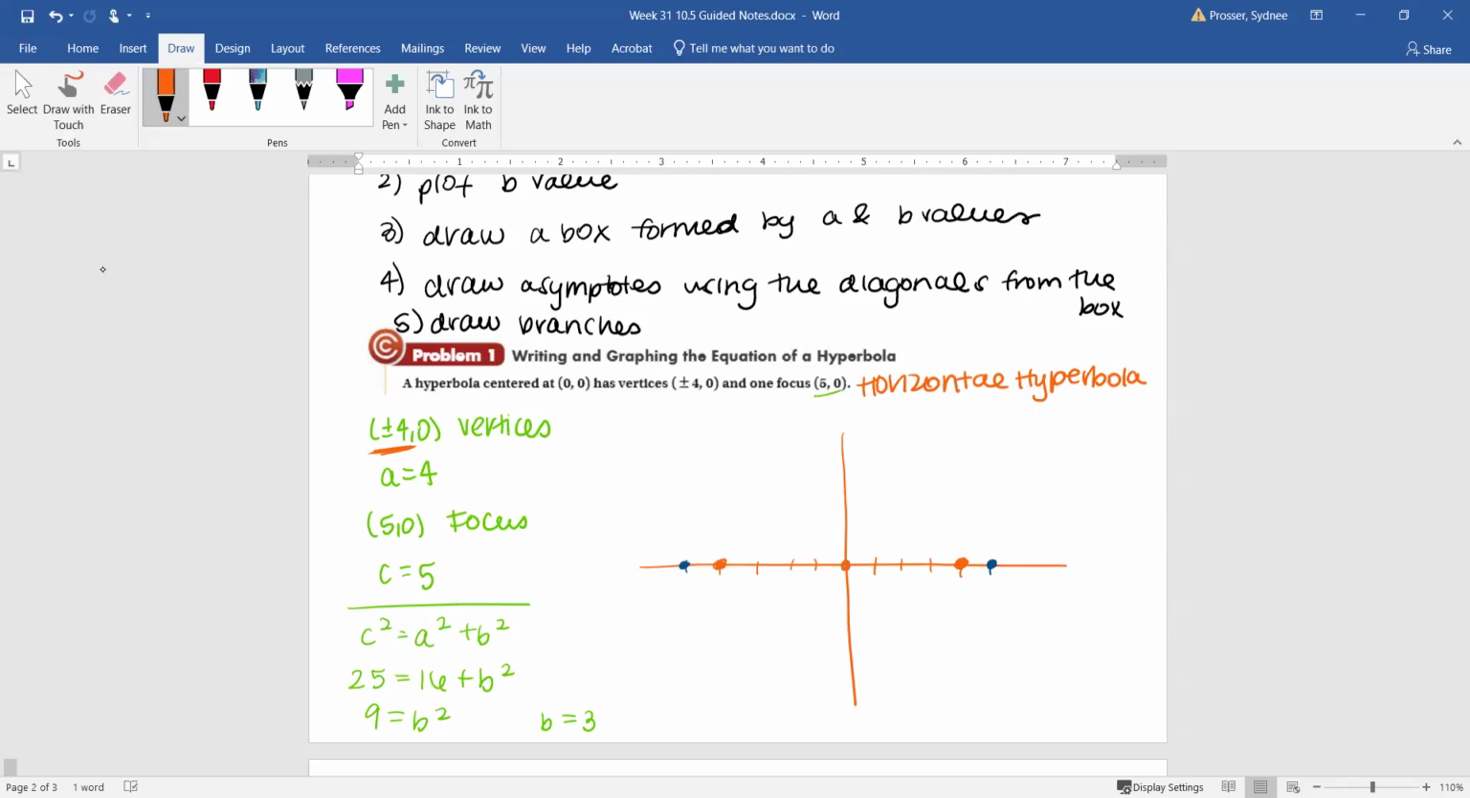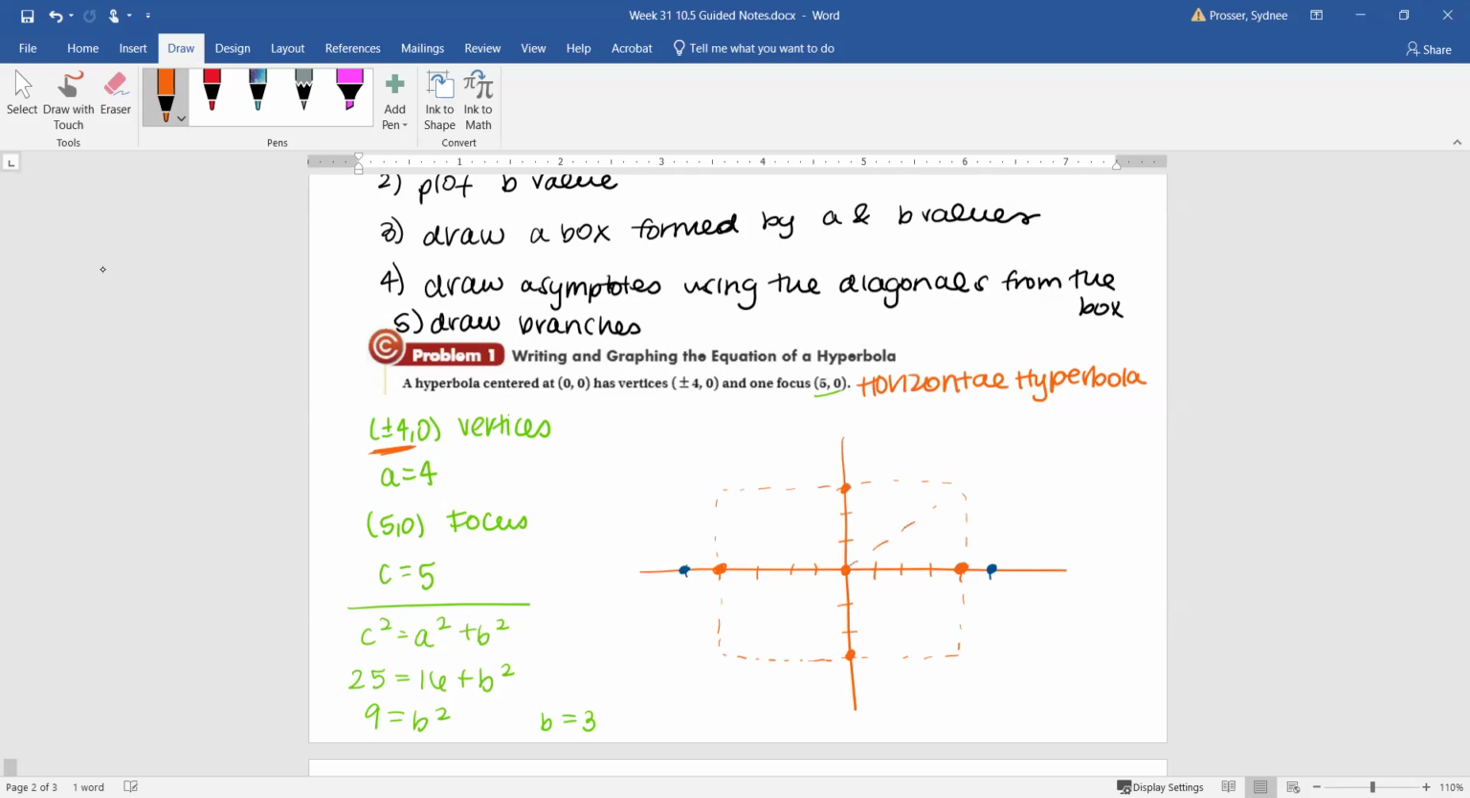And now we're going to plot our b value. It's on the opposite axis than our transverse axis. Here's our b values. And now we're going to draw that box formed by our a and b values. So I'm going to draw this rough sketch. This is not a part of the graph, so it's very light, but it helps us get our asymptotes, which we need for the graph. And then we're going to draw our diagonals, which are our asymptotes that go diagonally through this box.